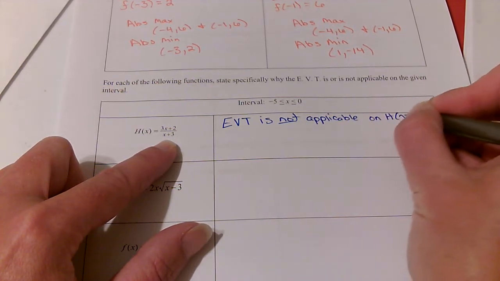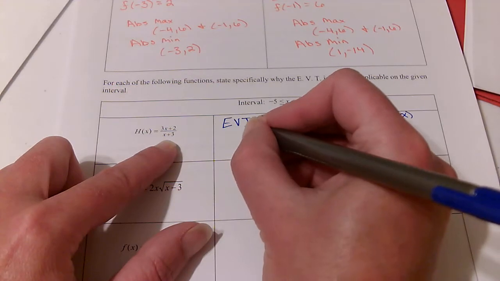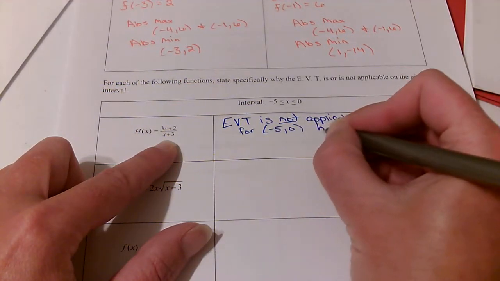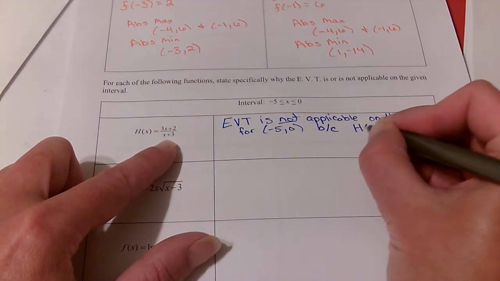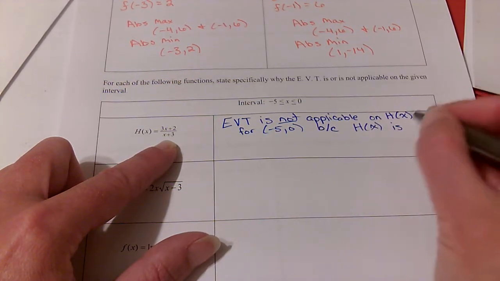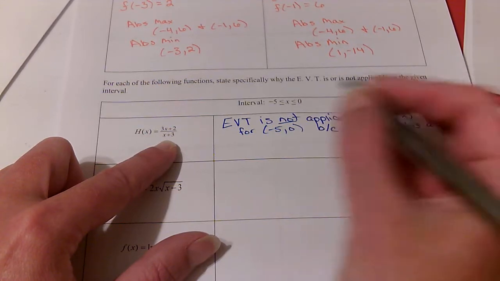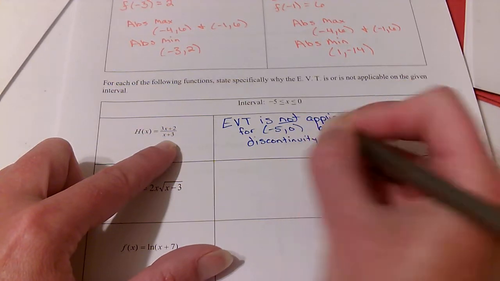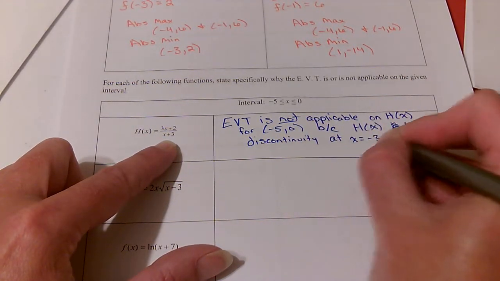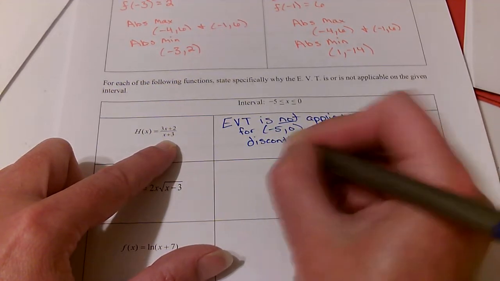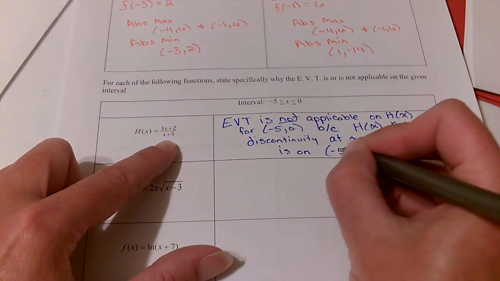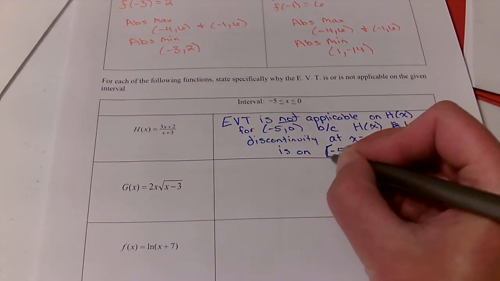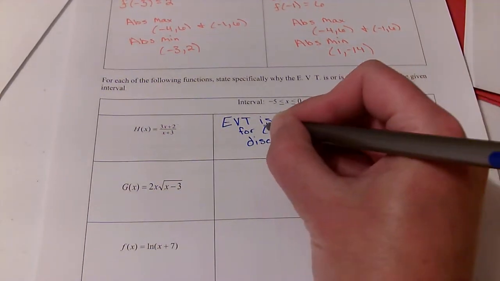On h of x for -5 to 0, because h of x, let's word it this way, has a discontinuity at x equals -3, which is on -5 to 0. Actually, these should be closed because this is closed.